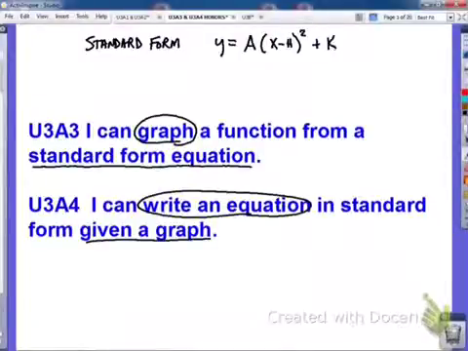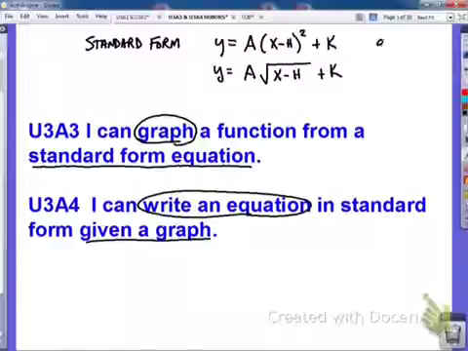In particular, you see here that I've used the quadratic, the parabola, but we can have other standard forms. We can have a standard form that looks very similar to this for other types of parent equations. For instance, you might have something like this: y equals a times the square root of x minus h, all of that plus k. This is for a quadratic. This is for a square root.